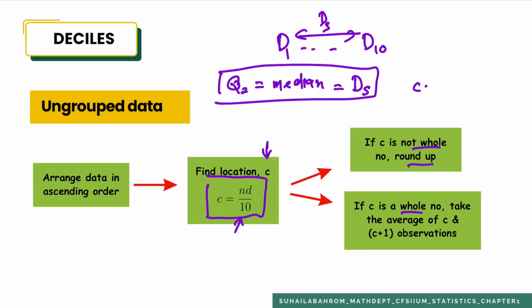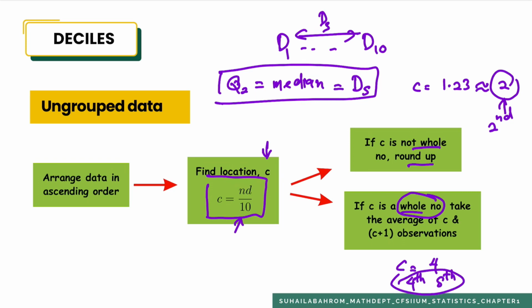For example, you get the C value of 1.23. So you have to round up to the next whole number, so you have to look at the second observation. If your value of C is a whole number, let's say your C is equivalent to 4, you cannot take the value at the fourth location. What you have to do here is take the average between the fourth and the fifth location.